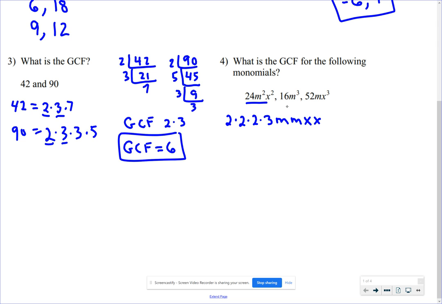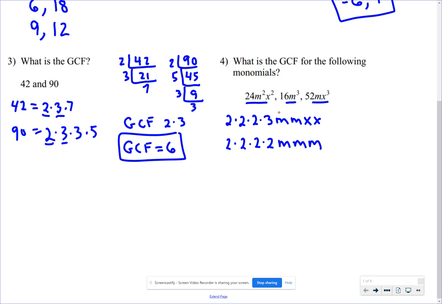I'm going to do the same thing with my 16m to the third. My 16 is 2 times 8, but 8 is 2 times 2 times 2. So there's 16. Or you can look at it as being 4 times 4, and then each of the 4s is 2 times 2. And m to the third is m times m times m.